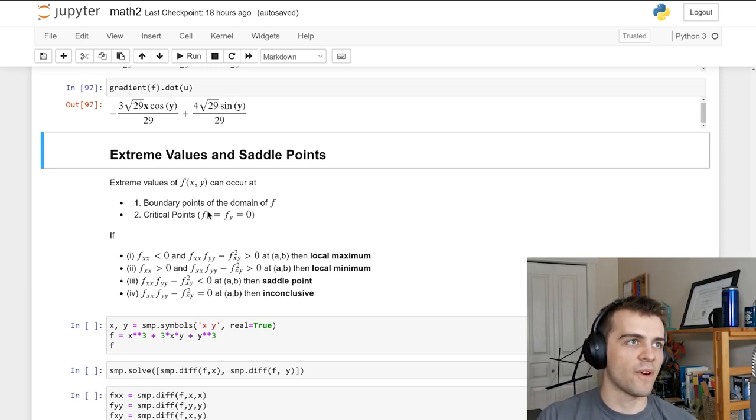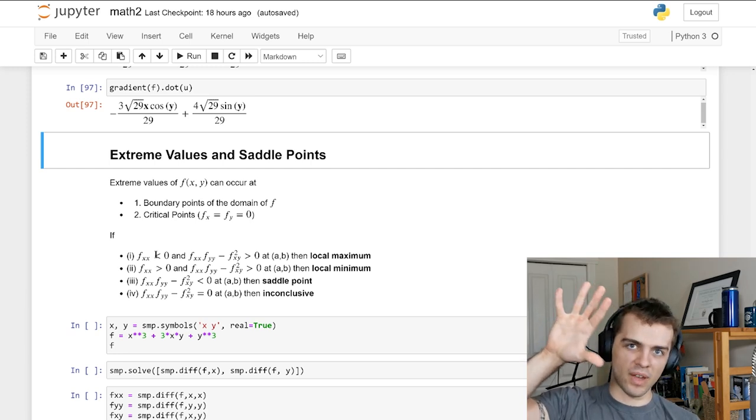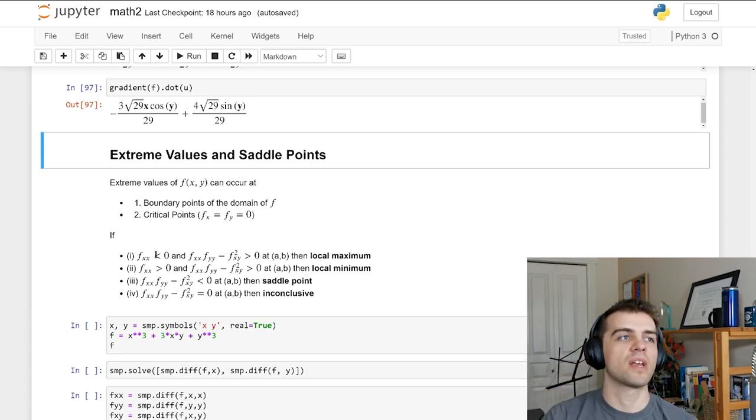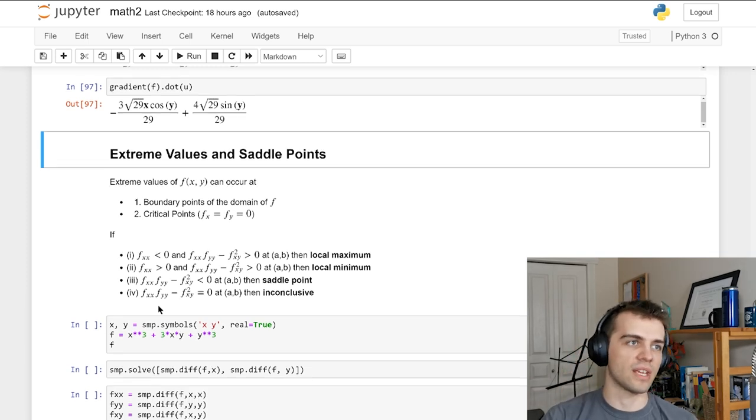So fx is the derivative of f with respect to x. That's the notation I'm using here, and fy is the derivative of f with respect to y. fxx is the second derivative of f with respect to x twice. So there's certain conditions for whether something's a local maximum or a local minimum or a saddle point or the test is inconclusive. This is sort of the two-dimensional thing here.